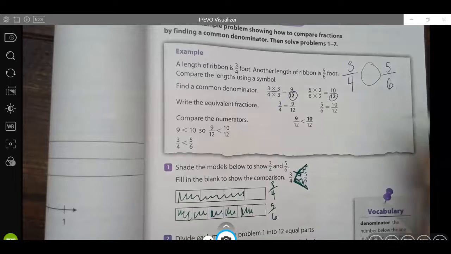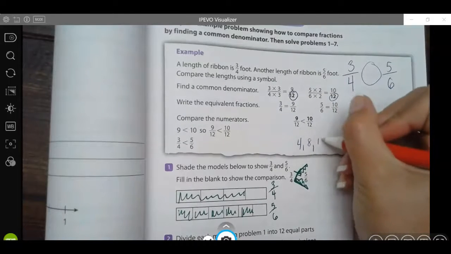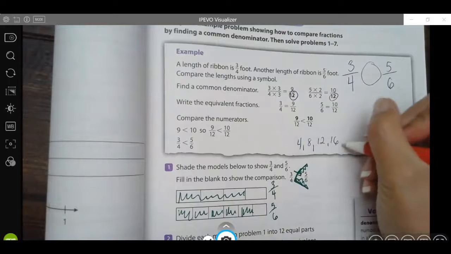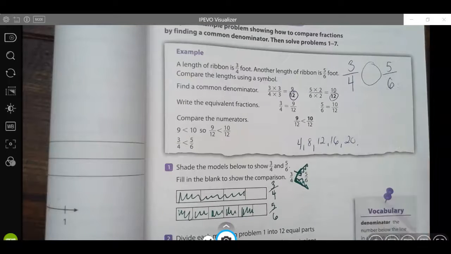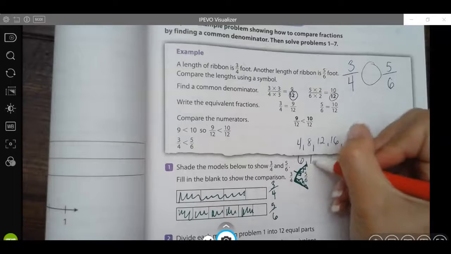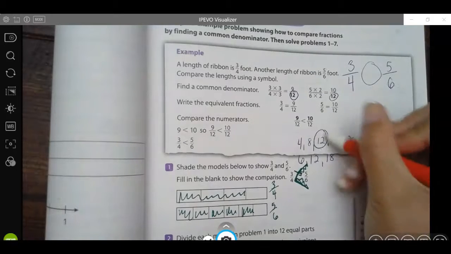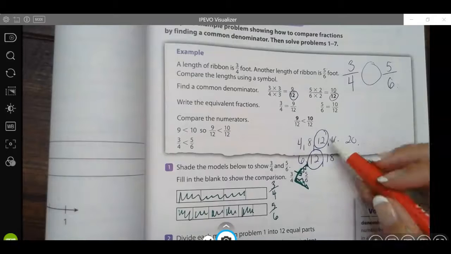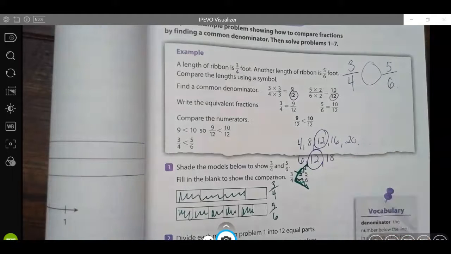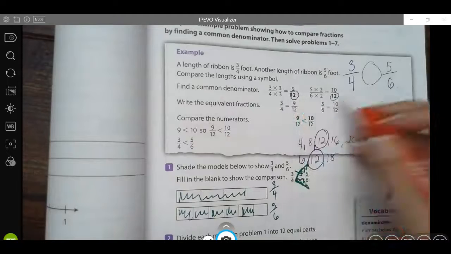And remember, when you're finding multiples, you skip count. So 4, 8, 12, 16, 20, and you keep going. So I'm going to skip count by 6. So 6, 12, 18. Hold on a minute. I found that both of those numbers have 12 in common. So I'm going to change the denominator for both of these to 12.